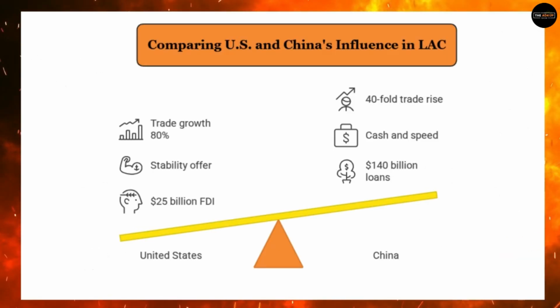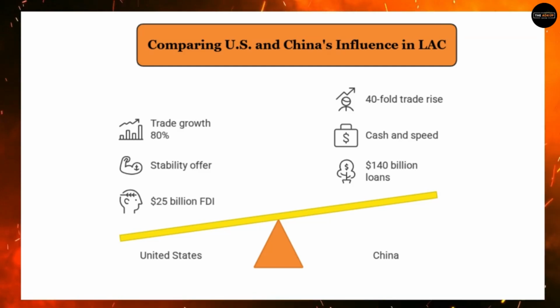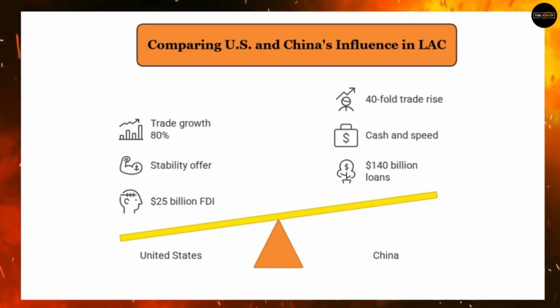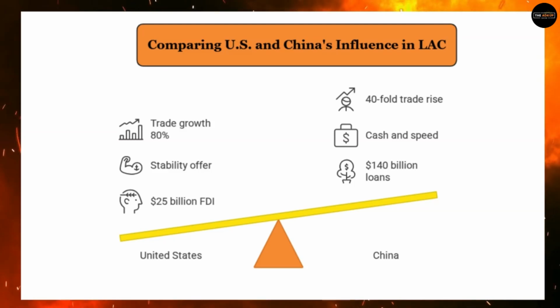Now let's compare the vibes. US trade grew 80% from 2011 to 2023, but China's 40-fold rise since 2000 is just insane. The US has proximity, like USMCA, FTAs with Chile, Peru, Colombia, and some mixed history. China's got momentum with its Belt and Road Initiative.